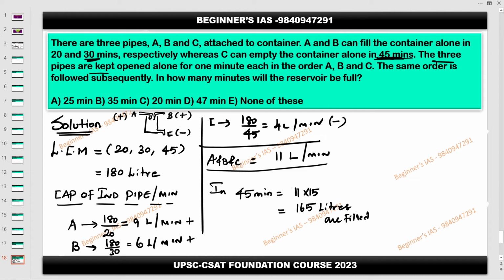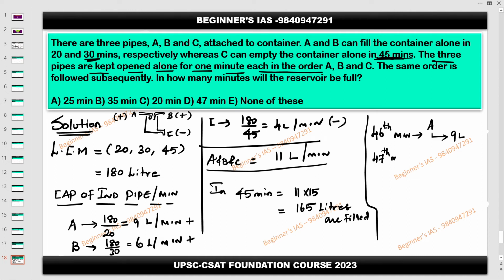The 3 pipes are kept open alone for 1 minute each in the order A, B, C. So here we have found up to 45 minutes. Now which is going to be opened on the 46th minute? A is going to be opened. So if A has opened, then A has the capacity of filling 9 liters. Understood? Yes, sir.